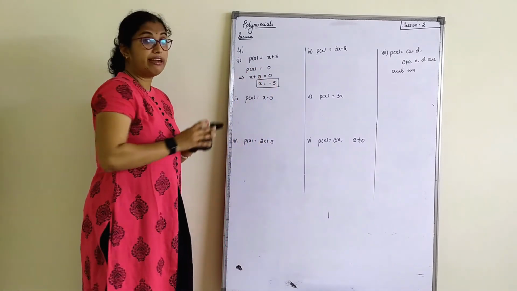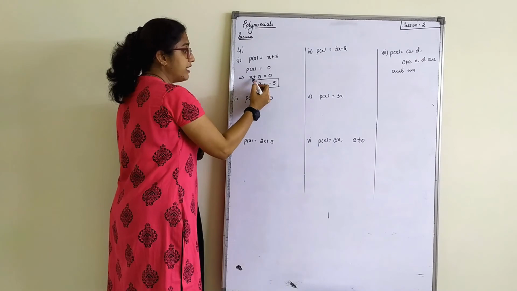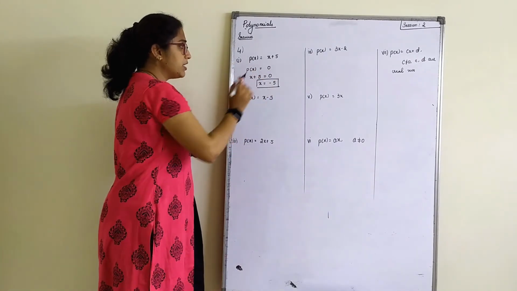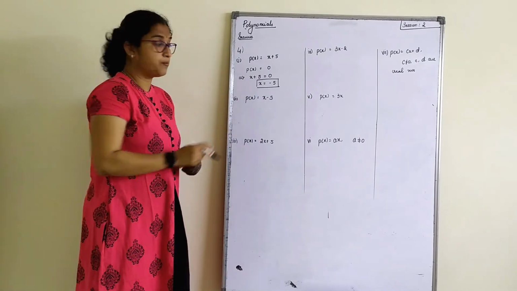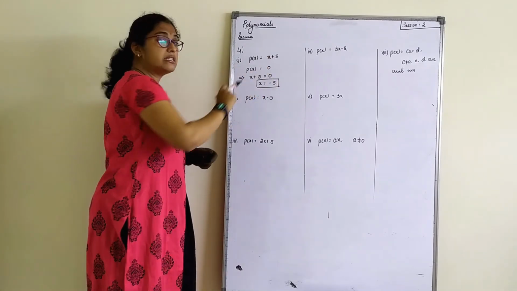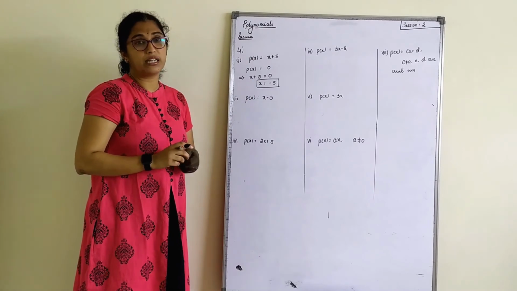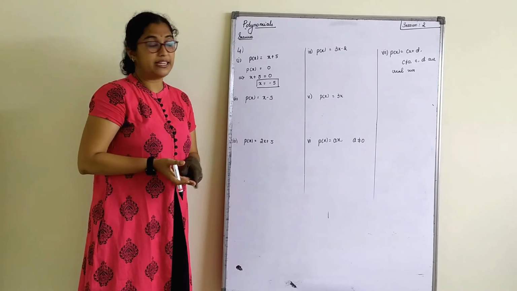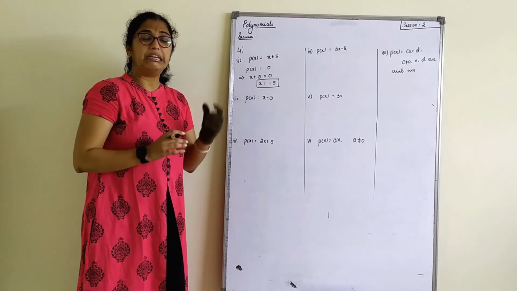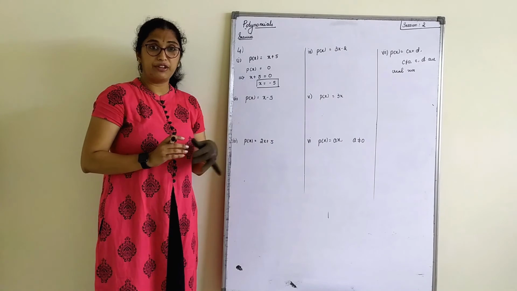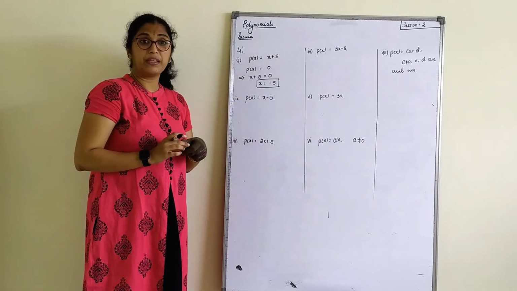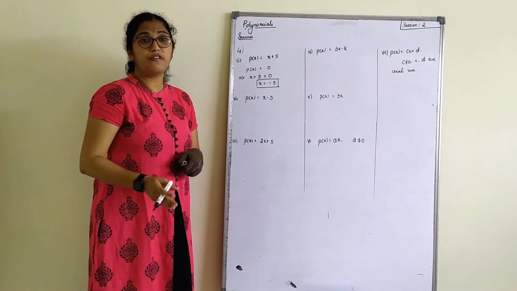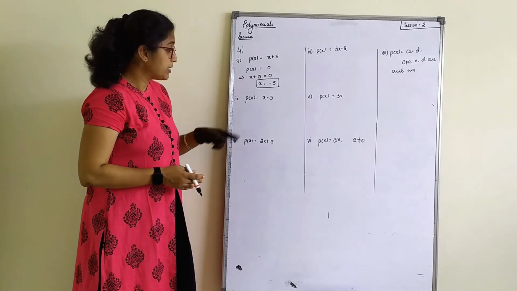P of x is equated to 0. That means the equation x plus 5 is equal to 0 because p of x is 0. Transpose here, you get x is equal to minus 5. If you substitute x is equal to minus 5 in the given equation, what answer will you get? 0. That is because it is a zero of a polynomial, right? So always remember, when a linear polynomial is given like this, if they ask you what is the zero of a polynomial, it should be a straightforward answer. Answer is minus 5.